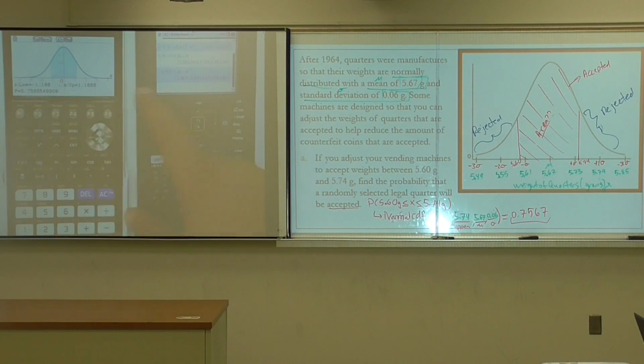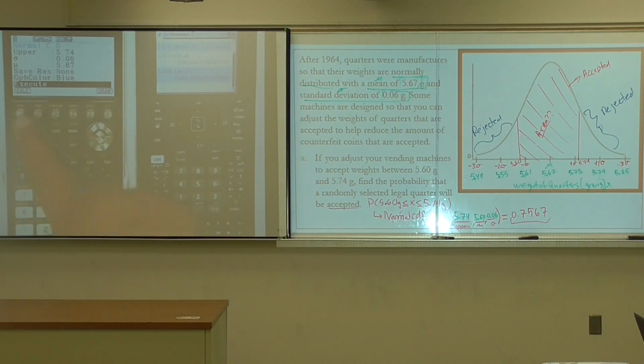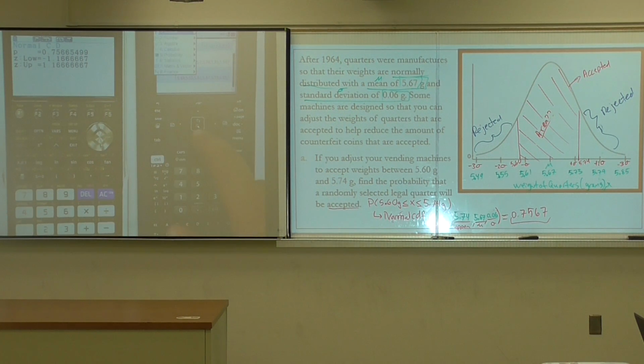For the Inspire, I'm going to do the same thing. I'll just calculate now. Once again, we're going to go to menu, probability, no, stats. Under stats, we're going to go to distribution. Under distribution, we're going to do normal CDF. Once again, the lower bound is supposed to be 5.60. Upper bound was supposed to be 5.74.